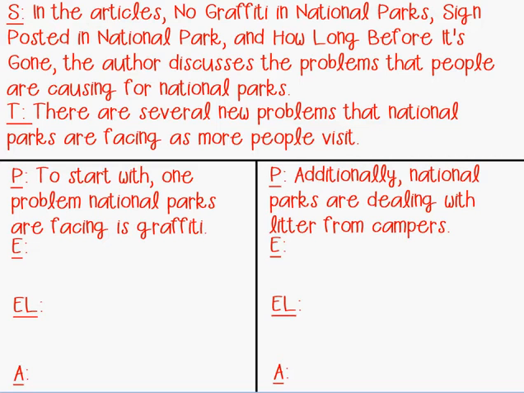So I now have my 2 answers. What are the problems? One is graffiti, and the other is litter. Okay, so now I'm going to go on and complete my body paragraphs, which is my PILA. So here's the second part of my plan.